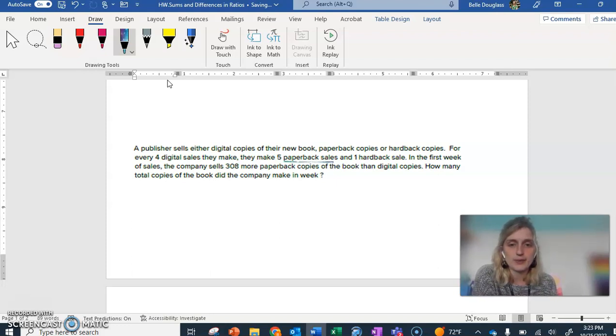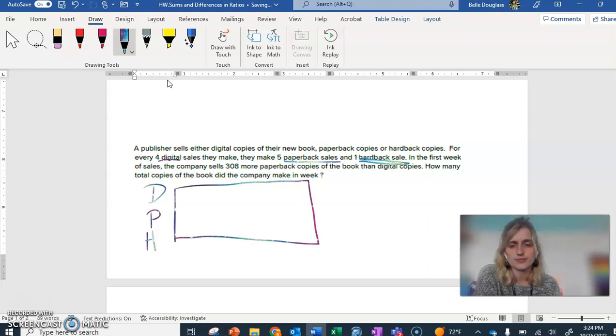We're talking about paperbacks, which are the books that have a soft cover, digital sales, which is like if you were reading on your phone or reading on like a digital reader, like a Kindle, and hardcovers, like the book you're currently reading in ELA has a hard cover. It's not soft, you can't like bend it. So you should have digital and paperback and hardcover. So you're making a ratio, not a ratio table, sorry, a tape diagram with those. 4 to 5 to 1, so cut it into 4 sections. 4 lines makes 5 sections.